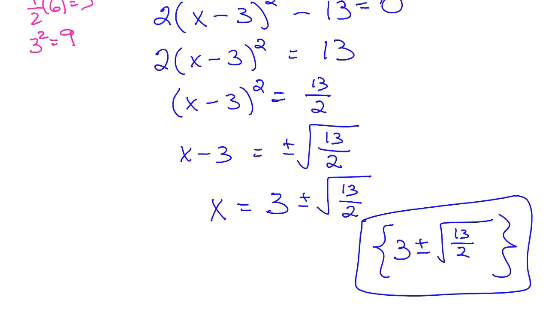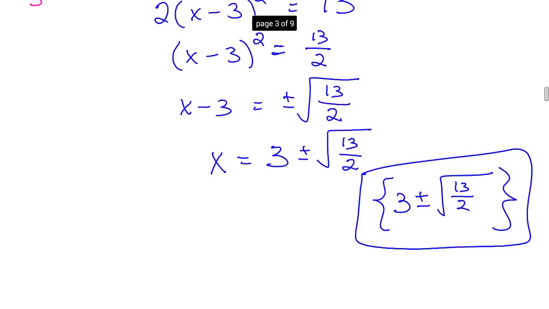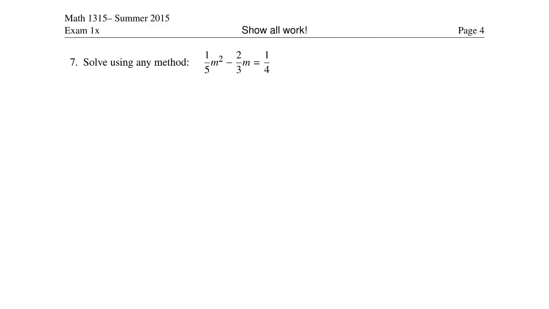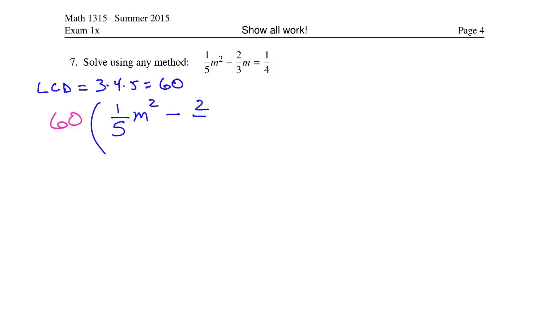And problem 7. Solve using any method. Well, the first thing I notice about this one is I have a lot of fractions. So I'm going to compute the LCD, or just any CD. I'm going to do 3 times 4 times 5, which is 60. So if I multiply both sides by 60, that will get rid of the denominators and fractions entirely.